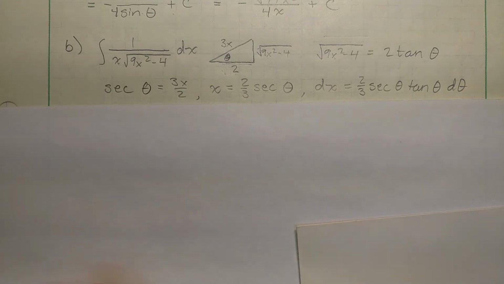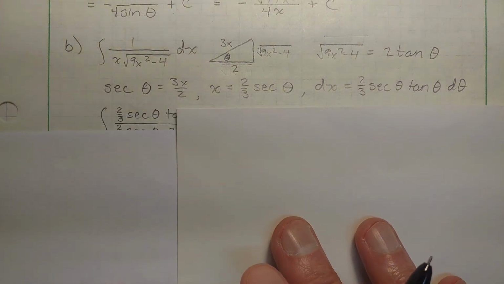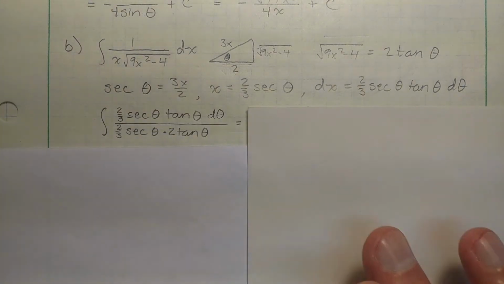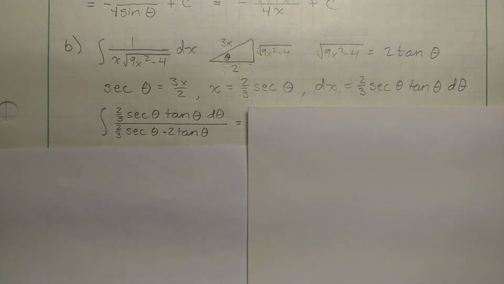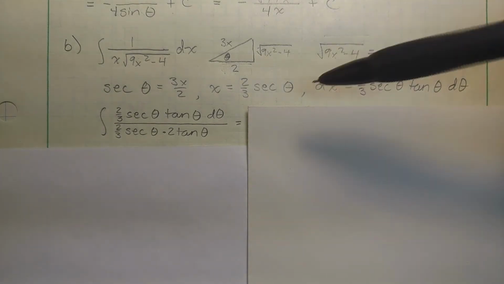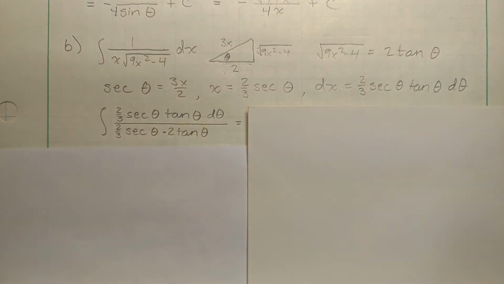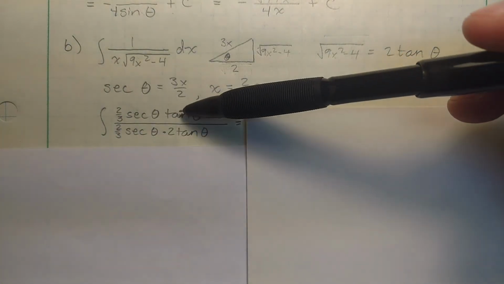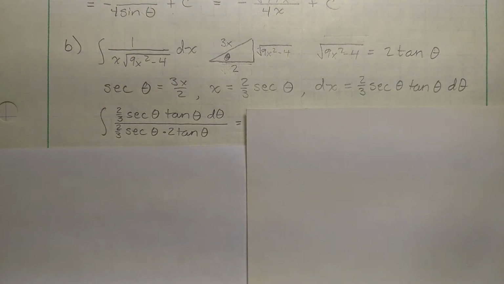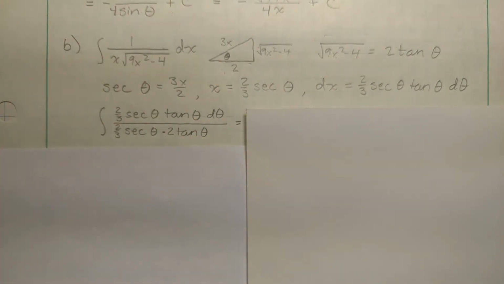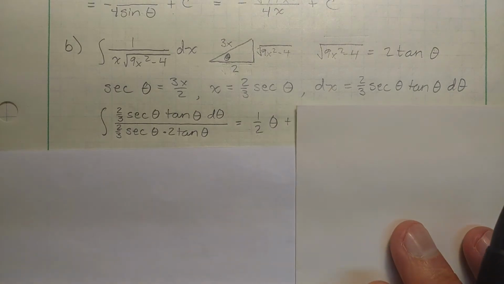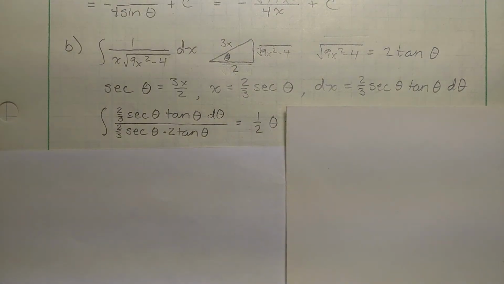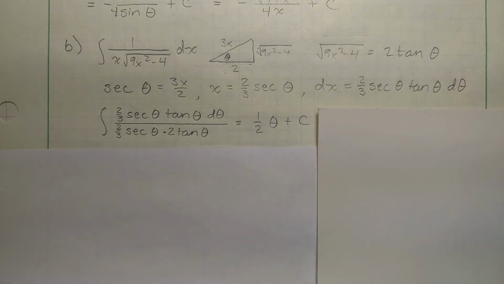Now I can substitute in. Substituting in, we get this. Oh, but wait a second, look at that. The 2/3 cancel, secants cancel, tangents cancel, everything cancels except for a 1/2. So that's just going to be 1/2 times the integral of just 1, which is just 1/2 theta plus a constant.